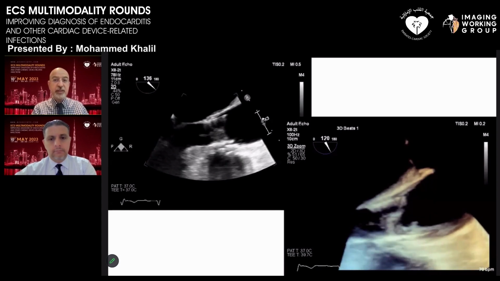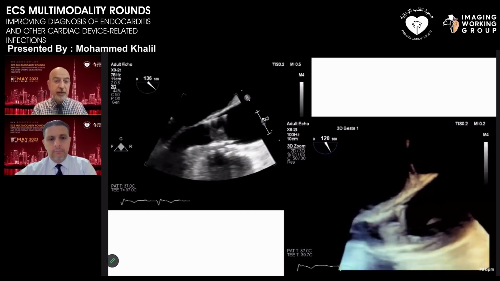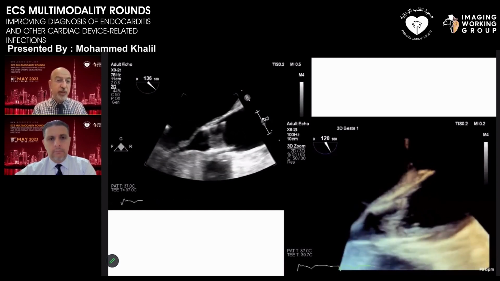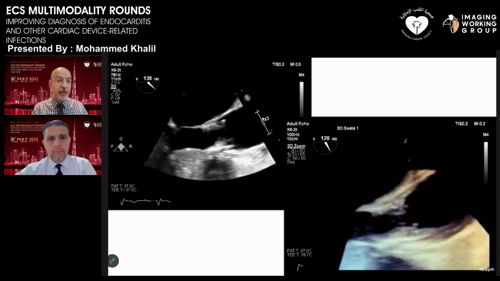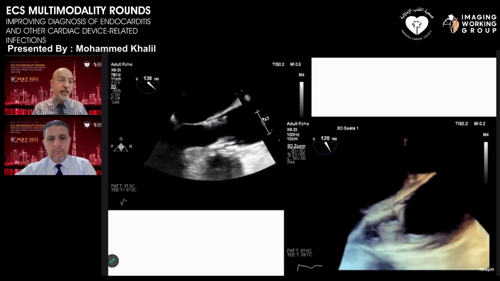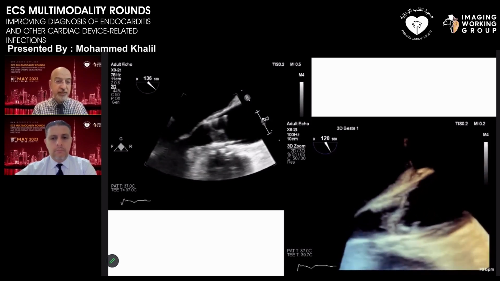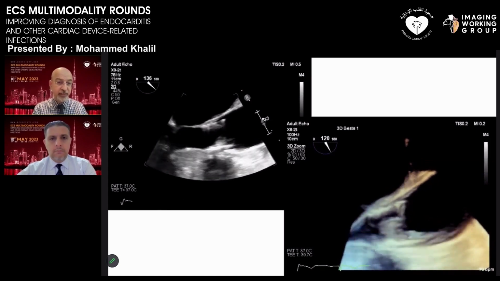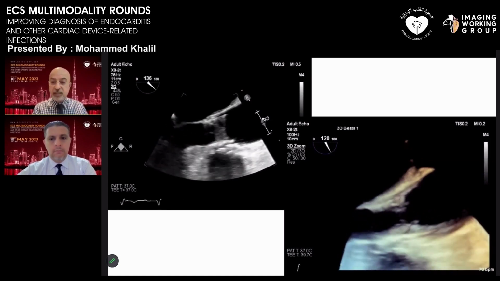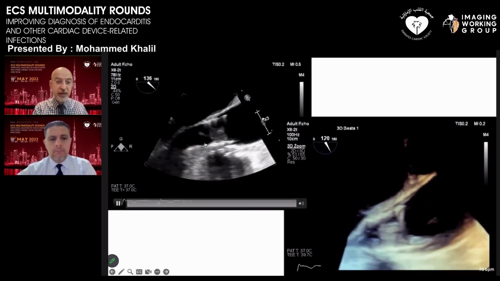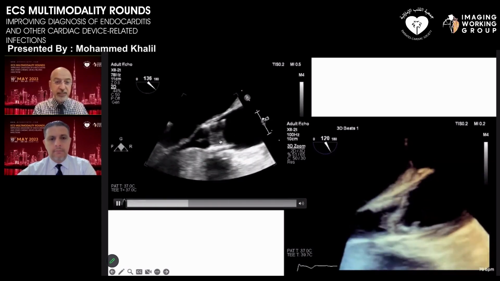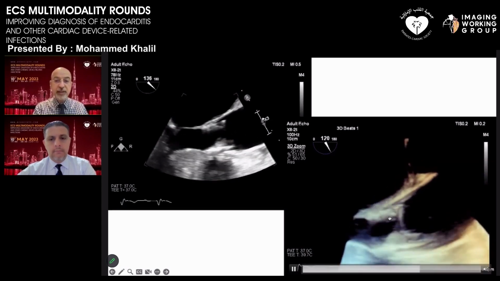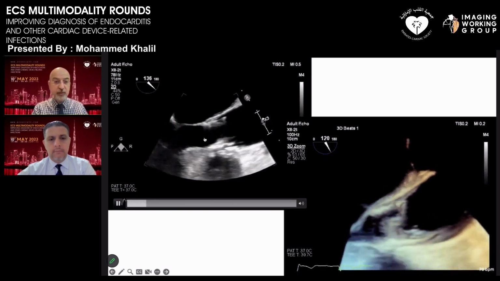This patient also came to our hospital with persistent fever several months after TAVI implantation. This is Edwards Sapien valve. The transthoracic echocardiogram was negative. We could not see anything, but in this transesophageal echocardiogram, you can spot the vegetation easily attached to the leaflet in both 3D and 2D imaging.